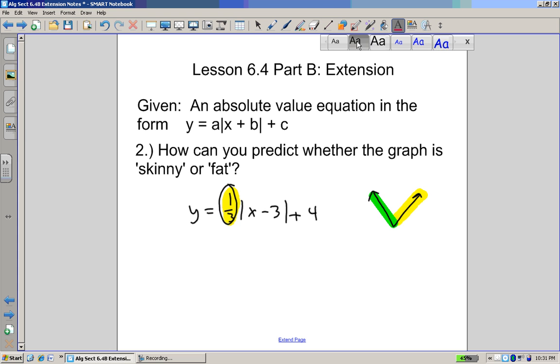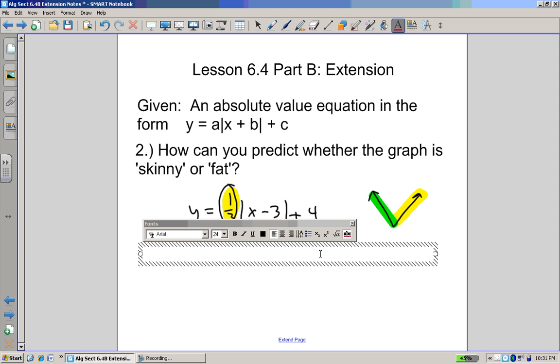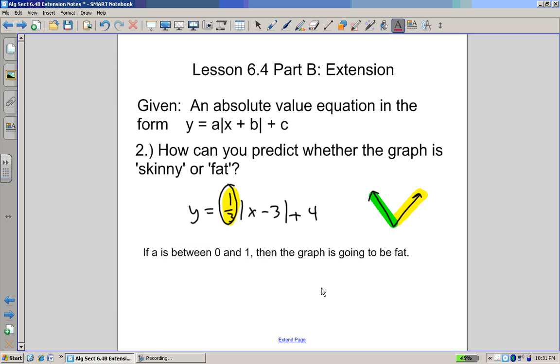Here's the deal. If A is between 0 and 1, then the graph is going to be fat. In other words, it's going to be lower to the graph. So in this case, 1/3, comparatively speaking, it's going to be fat or lower profile here, because with this 1/3 you would rise 1 and run 3. So that's going to affect that, because this is telling me the slope of the right-hand part of the V. Now, that is actually the absolute value of A, so I really need to adjust that.